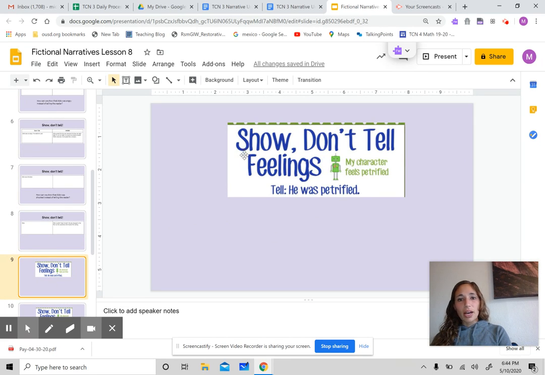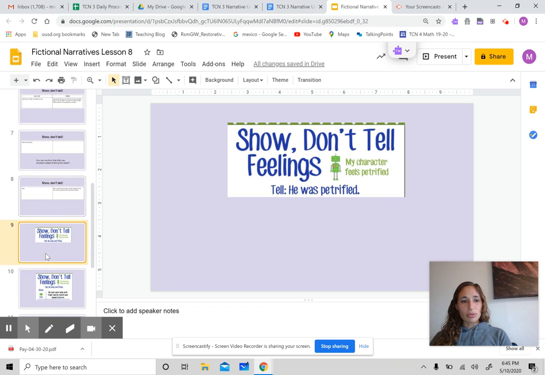Remember, we're talking about how we can show instead of tell how a character feels. So you might have a character that feels petrified. Now, petrified is an awesome third, maybe fourth grade word for feeling very scared, very terrified. So everyone say petrified. He was petrified. Okay. Now, even though that's a great word, we might want to actually show that instead of just telling our reader how the character is feeling.